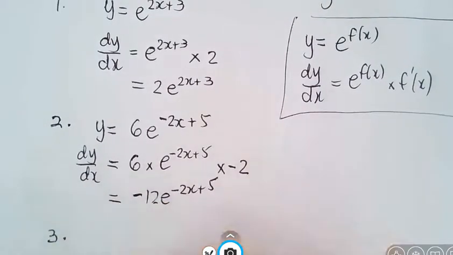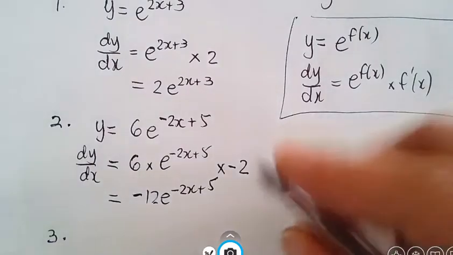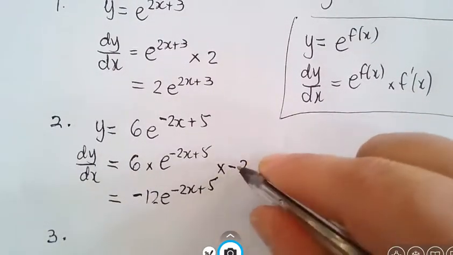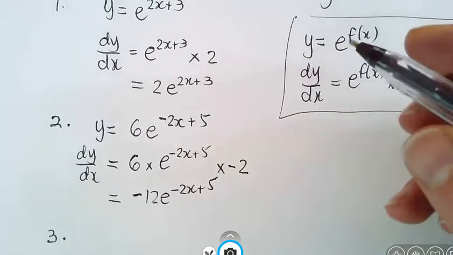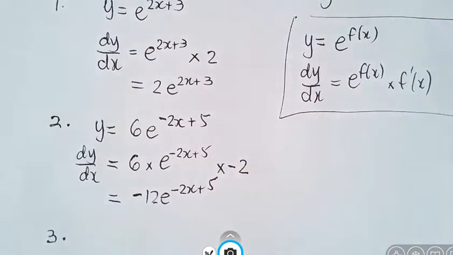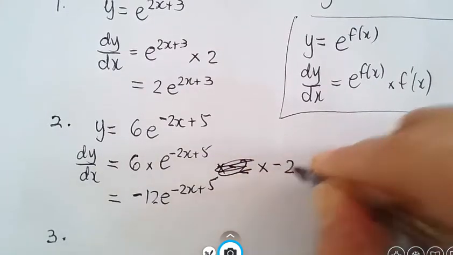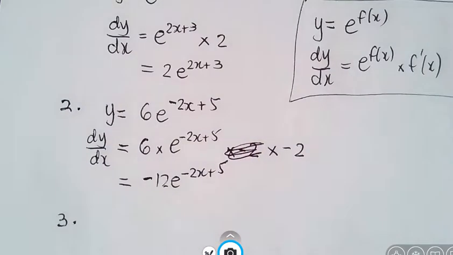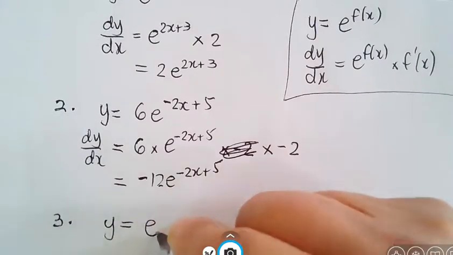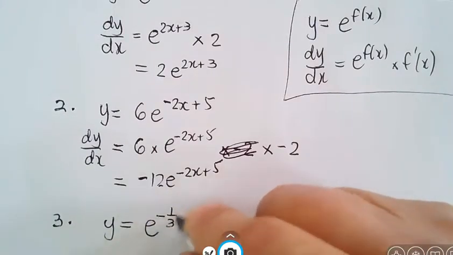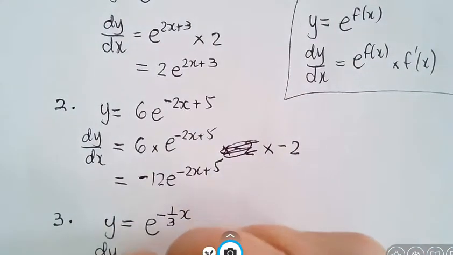Another one. What have I just written there? Oh yeah, sorry. My line's just gone too high up. Times negative 2, yeah. All right, if y equals e to the negative 1/3 x, what's dy dx?